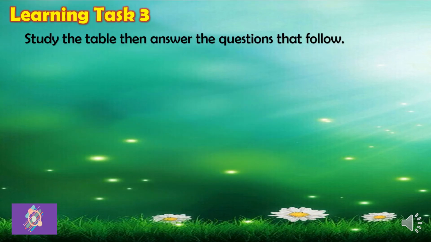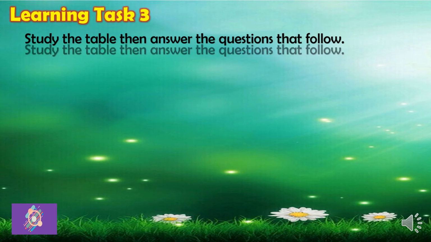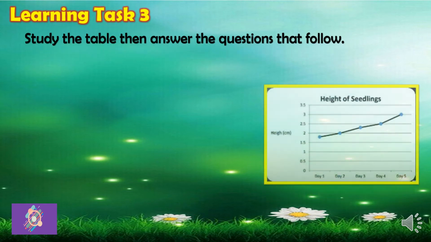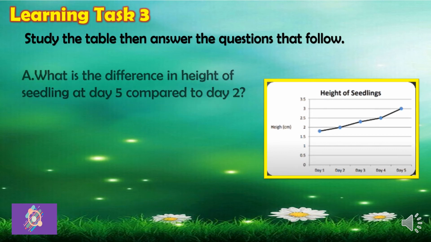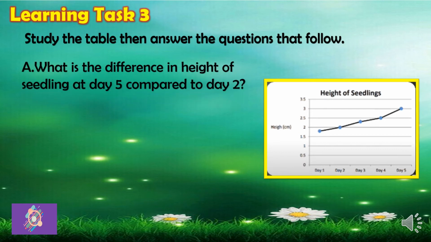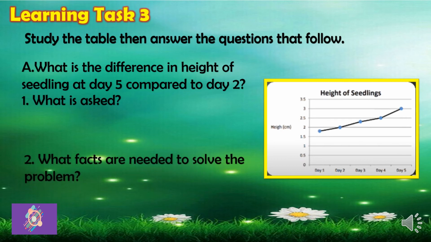So for learning test 3, study the table, then answer the questions that follow. The title of the table is the height of the seedlings. So this is the line graph. For letter A, what is the difference in height of seedlings at day 5 compared to day 2? For number 1, what is asked? Number 2, what facts are needed to solve the problem?